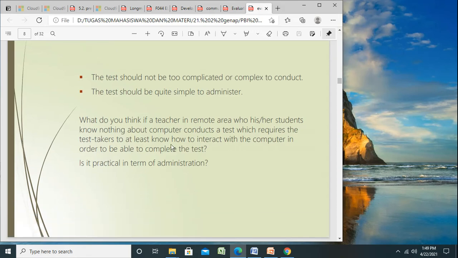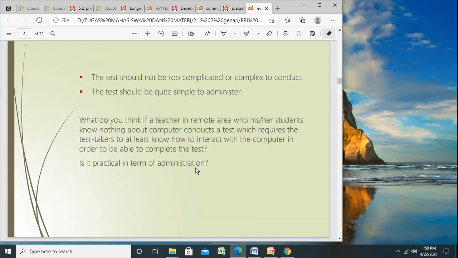What do you think if a teacher in a remote area, whose students know nothing about computers, conducts a test which requires the test takers to at least know how to interact with the computer in order to be able to complete the test? Is it practical in terms of administration?